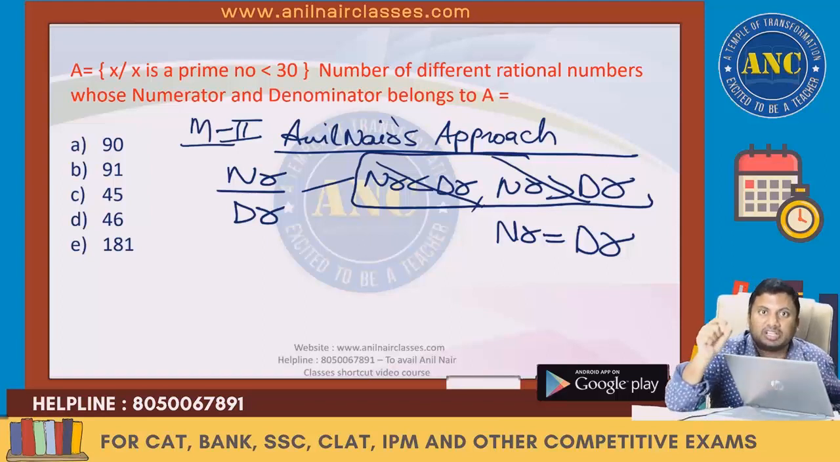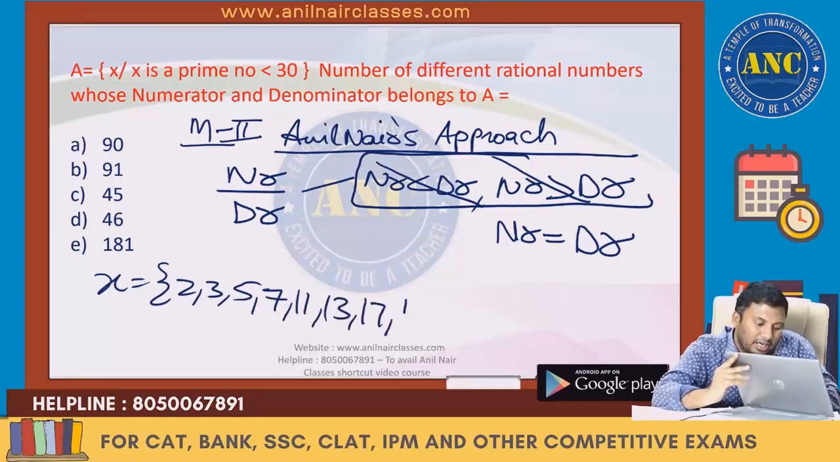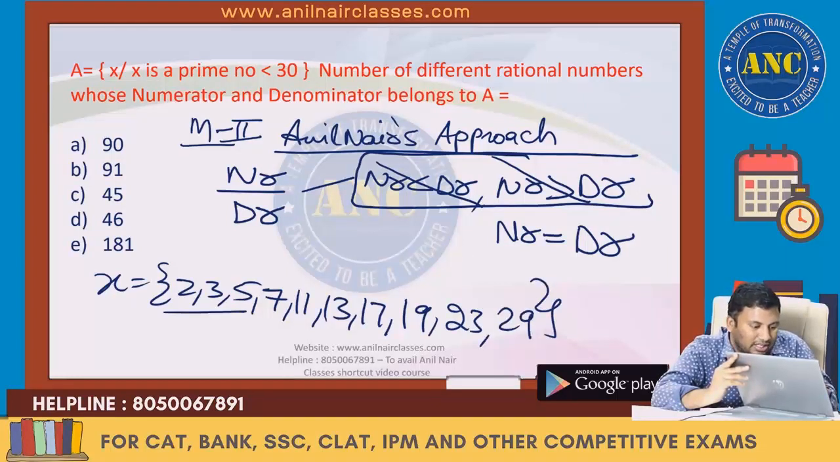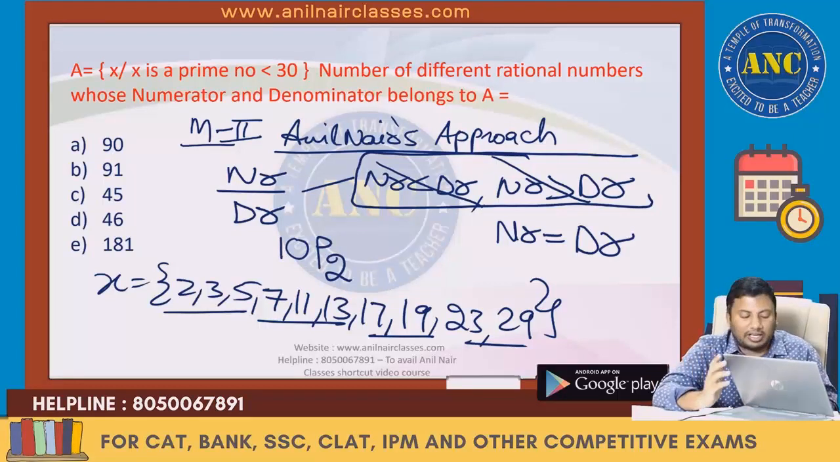If conditions are imposed in the question, I will use nCr. If conditions are not imposed in the question, I will use nPr. Out of 10 prime numbers, where did I get 10 numbers? 2, 3, 5, 7, 11, 13, 17, 19, 23, 29. Totally how many numbers are there? 10. Out of 10 numbers, there is no restriction on the 2 numbers. One can be less, one can be greater.